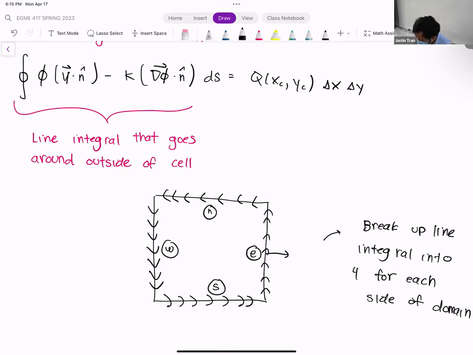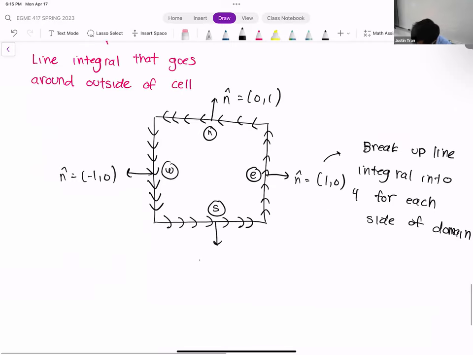Remember, what's unique about each side of this square is the normal vector. Each side is going to have a different normal vector. On the east side, the normal vector points in a horizontal direction, so it's (1, 0). On the north side, the normal vector points up, so that's (0, 1). On the west side, it points to the left, so that's (-1, 0). And on the south side, it points down, so that's (0, -1).